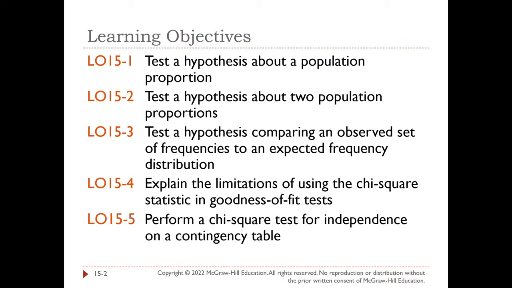Explain the limitation of using the chi-square statistic in a goodness of fit test, and then perform a chi-square test for independence on a contingency table. Yes, the contingency table is back. We've seen those before, a long time ago in a galaxy far, far away.